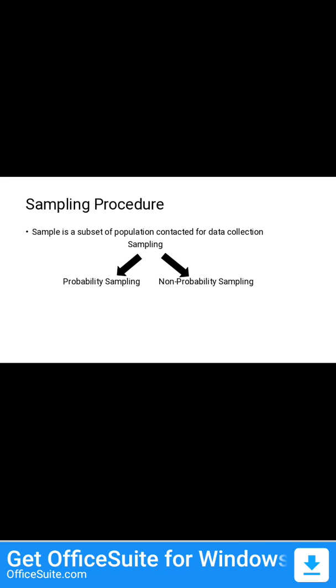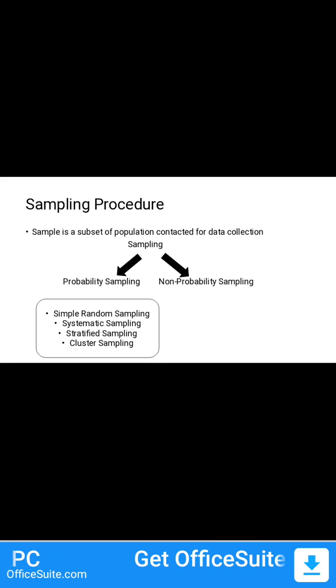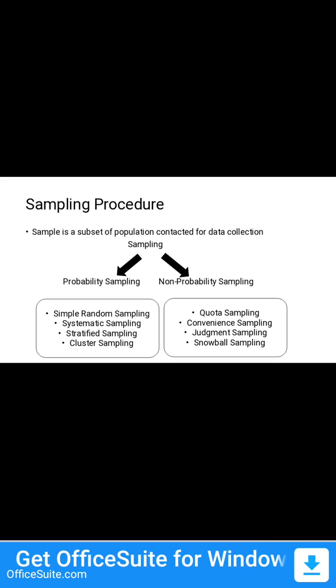We'll be discussing them in detail in this very unit. So as of now, you just need to understand that probability sampling is basically of four types, while non-probability sampling again is basically of four types. Probability sampling, simple random sampling, we have systematic sampling, stratified sampling, cluster sampling. While non-probability sampling, we have got quota, convenience, judgment, and snowball sampling. We'll be discussing them in more detail later on.